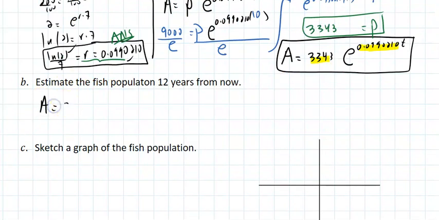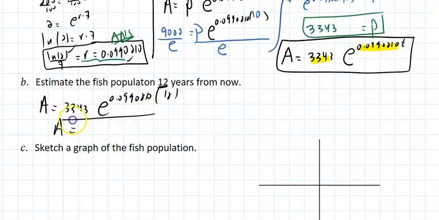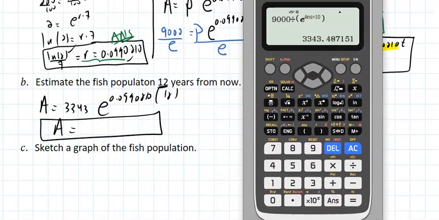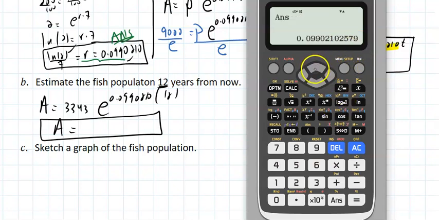Well, A will be 3343 e to the 0.0990210 times 12. And the population will be, now that's what's stored in my calculator, that number. If I go back to the previous, what I wrote, there it is. And I could check, that's stored in my answer.